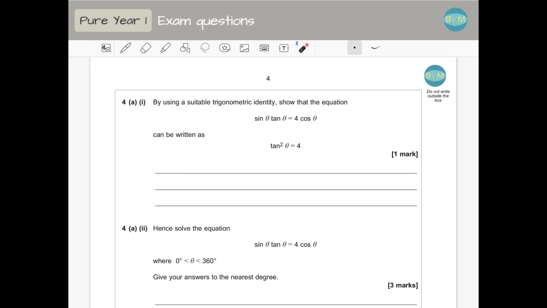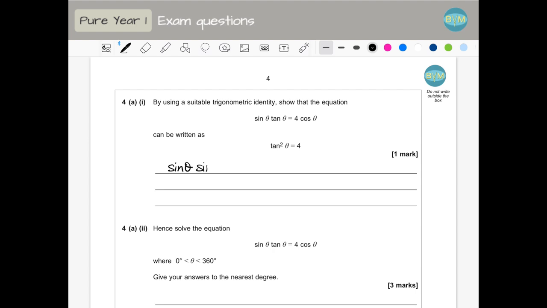Hello, this is question 4 on your AQA June 2024 AS paper. It's a trigonometric question, and we have to find a suitable trigonometric identity to show that this equation can be written this way. This is very simple, it's just one mark, and if you remember that tan is sine divided by cos, it's quite straightforward.